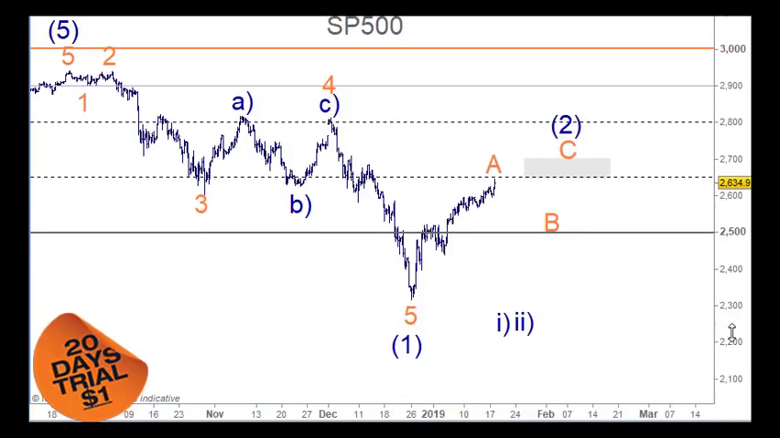So I have found another bearish count, so it's just something that we'll monitor. But the stocks are looking quite good to the upside.